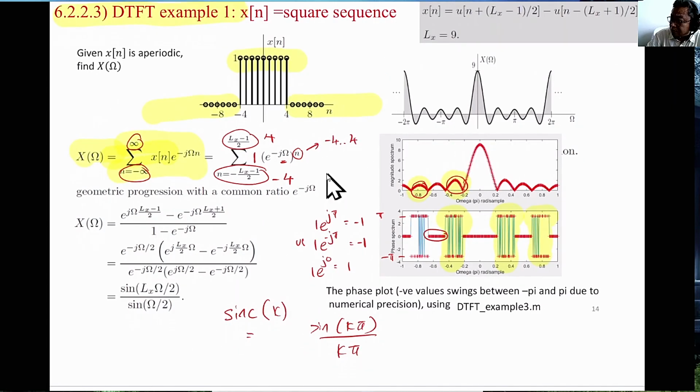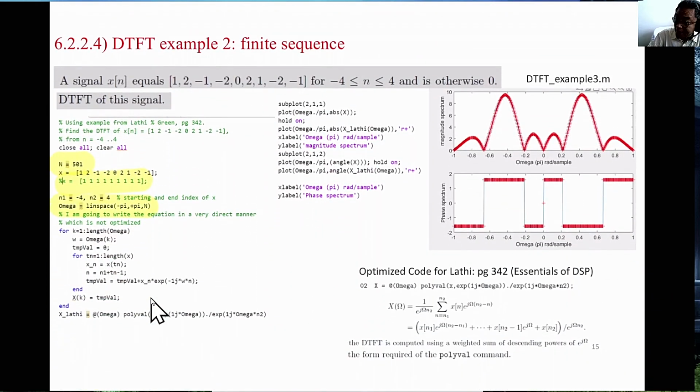So for this course, you are asked to know how to derive this geometric progression, and reduce this geometric progression into the sinc function, as well as write MATLAB or Python code to take an aperiodic sequence with finite support. The word finite support means that there are only a finite number of non-zeros, and then you can compute the absolute value of X(omega) as well as the angle, the phase, of X(omega).